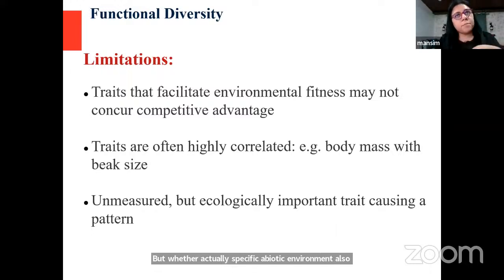We know that probably temperature selects for a specific body size. We know that air density may select for a specific wing size, but does the environment actually select for specific beak sizes?